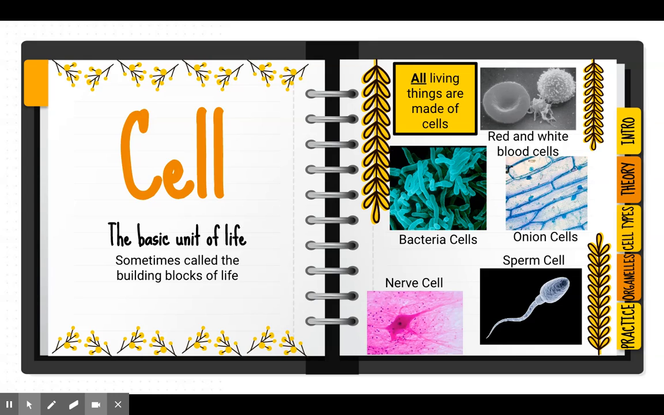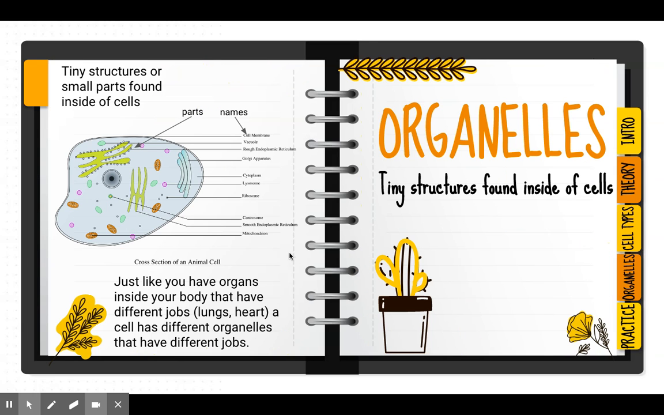reproduce, so we have sperm cells and egg cells. And so whatever organism you're talking about, if it's alive, it has cells carrying out all the different functions of life. That means it's a living thing. There are smaller things, smaller than a cell, but on their own, they can't carry out life functions. So that's why we say cells are the building blocks of life.